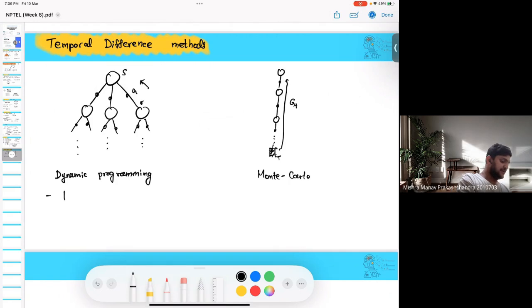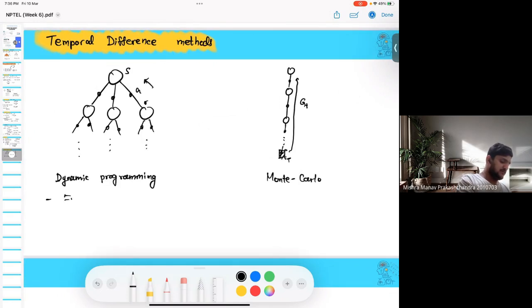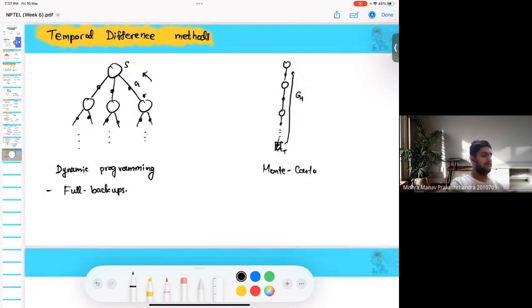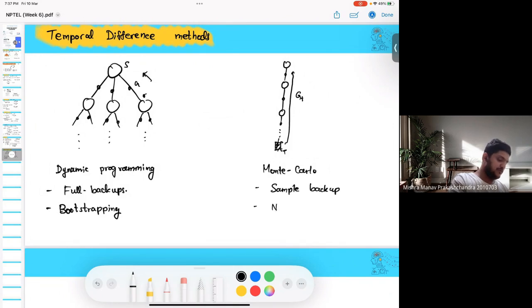In dynamic programming, there is a full backup happening. The backup that I'm doing is over the entire state space. I have complete access to the transition probability and all the states are available, so the full information is available to me, and based on that, I'm just making a full backup. The backup is done by a method known as bootstrapping. In comparison, in Monte Carlo, there is only sample backup and no bootstrapping.